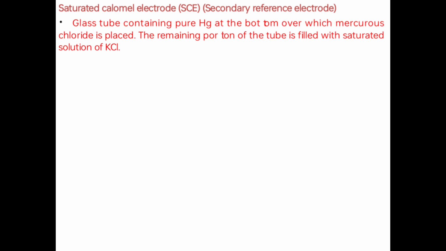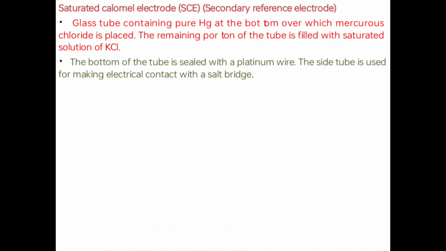The standard calomel electrode, SCE, is a secondary reference electrode. A glass tube contains pure mercury at the bottom, over which mercurous chloride is placed. The remaining portion of the tube is filled with saturated solution of KCl. The bottom of the tube is sealed with platinum wire. The side tube is used for making electrical contact with a salt bridge. Hg, Hg2Cl2, KCl saturated solution. E naught value is equal to 0.2422 volt.